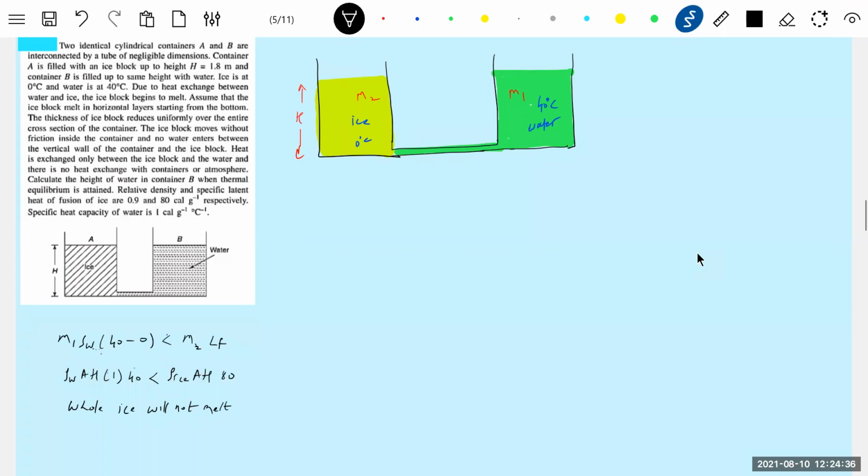Okay, now we are in a better position. Then only some part of the ice will melt. So how to calculate what part of the ice will melt? We'll take help of this. M1 specific heat of water 40 minus 0 equal to some amount of ice that melted, M into LF. This will become density of water AH, specific heat of water into 40, equal to the mass of ice that melted.